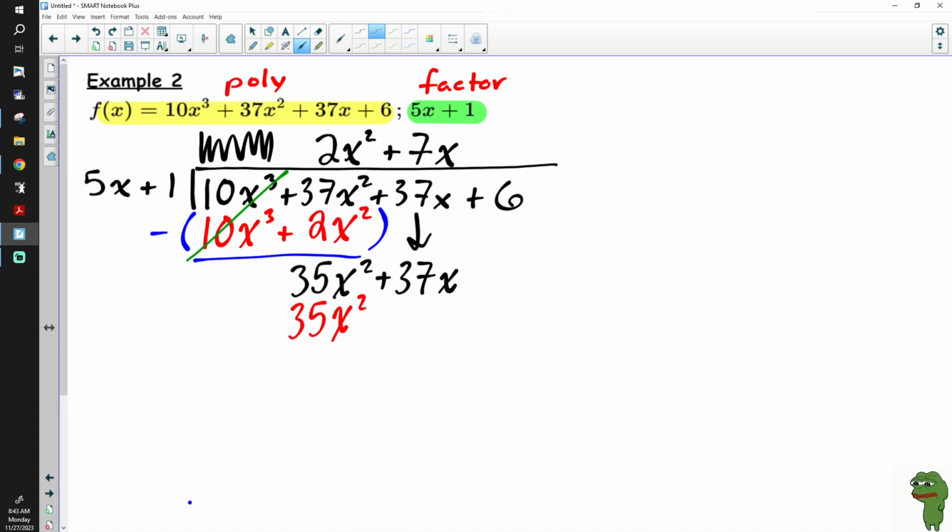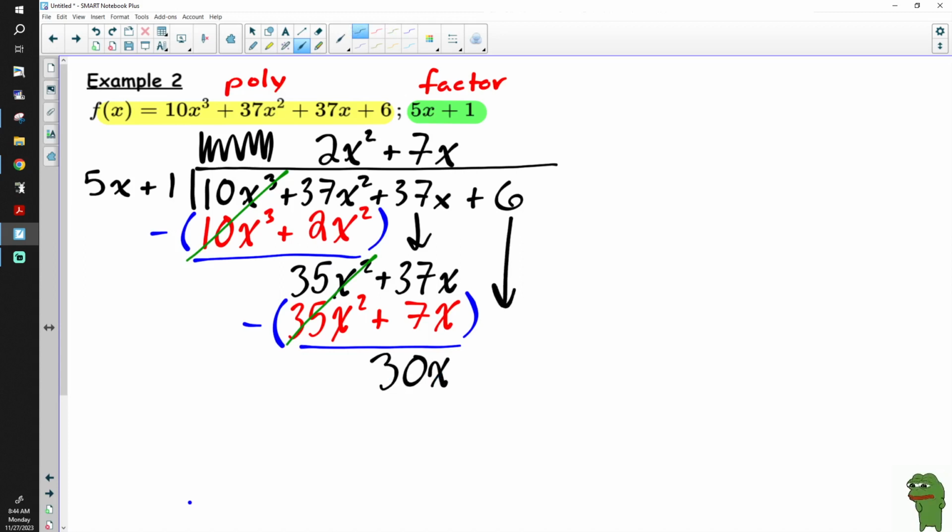7 times 1 is 7, match the variable. And then we subtract. What happens to 35 minus 35? Zilch, nothing, 0, gone. Bye-bye. 37 minus 7 is 30x. One more term to go, drop it low, plus 6. And we repeat one final time, and we are ready to move on.